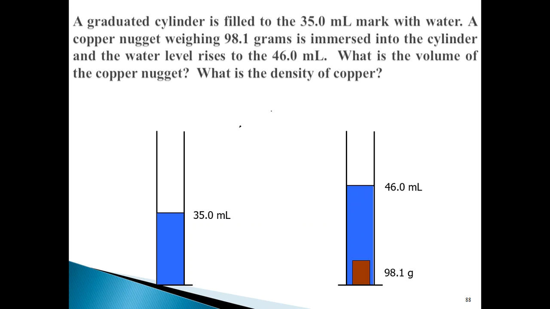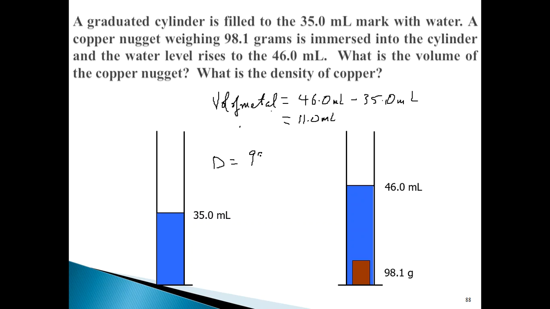So let me do it here. Volume of metal, of copper, is equal to 46.0 mL minus 35.0 mL, and that works out to be equal to 11.0 mL.